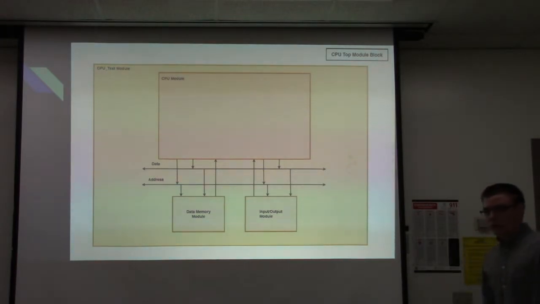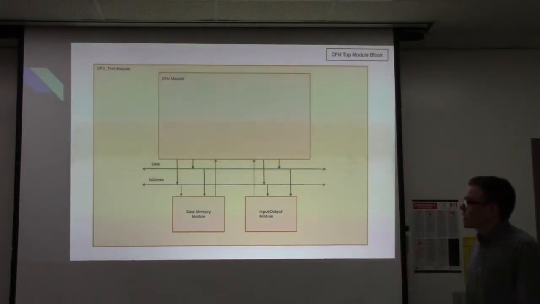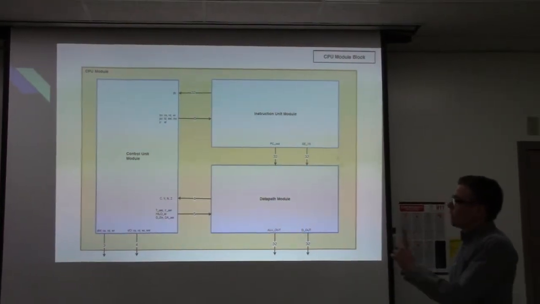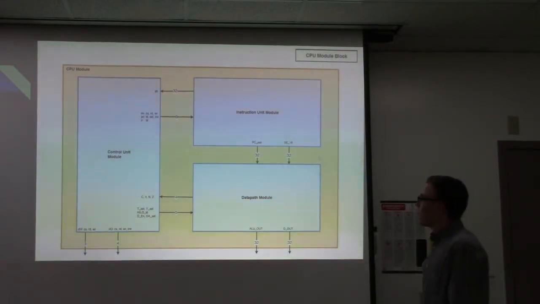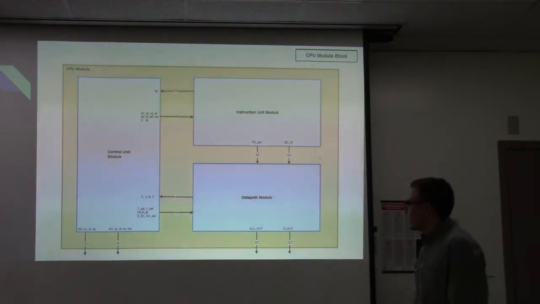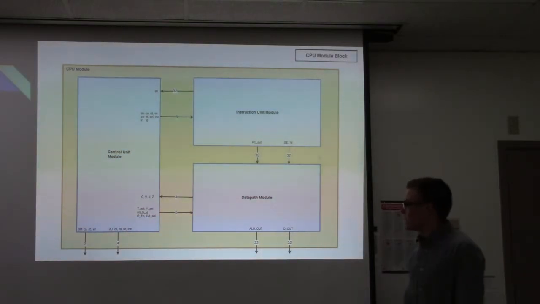And so now we're going to go over some of the hardware for our design. We have our test fixture, test module, which instantiates our CPU, our data memory module, and our input-output module, and then we have our interconnected buses for data and the addresses. And so now we're going inside the CPU, our main module. We have a control unit, we have our instruction unit, and our data path, and they're all interconnected, sharing the PC values. They go to the data path, and then we have our flags and our different control signals going from the control unit to the data path.